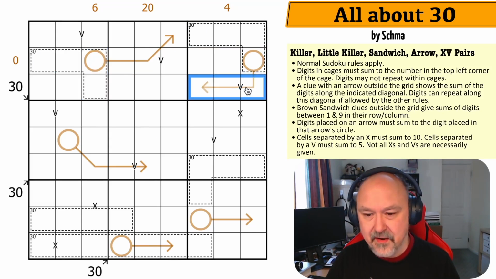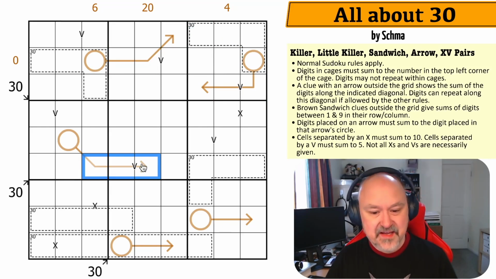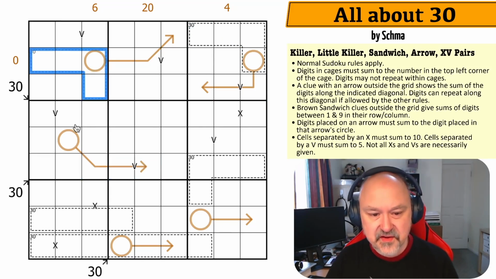Normally I would talk about these arrows, but I'm going to get exactly the same deduction about these cells from the cages. But I'm going to talk about the arrow thing anyway, because it's cool. I'm going to use it here. So I'm going to start with the arrow rather than the cages, even though I saw the cages first.